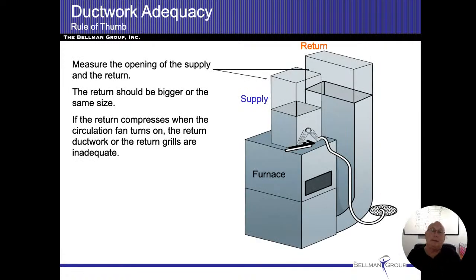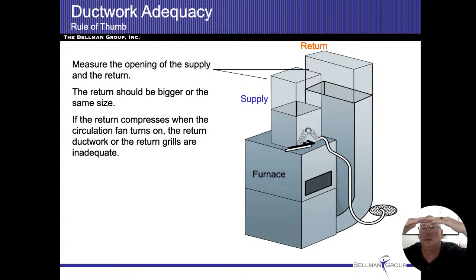Ductwork adequacy, this is not something that we normally inspect for, so I don't put any sort of measurements. I would like you to know the rule of thumb, the returns should be at least equal to whatever the supplies are, all right? Now, a good clue when something's not working right is when the furnace or the air conditioner is running, if I'm creating such a negative pressure inside my ductwork, those bigger ducts will actually lift up.